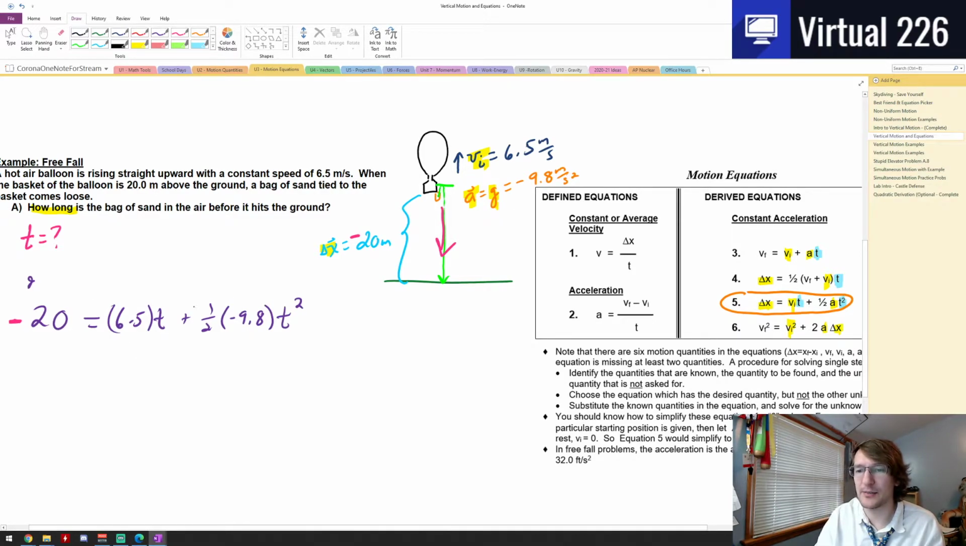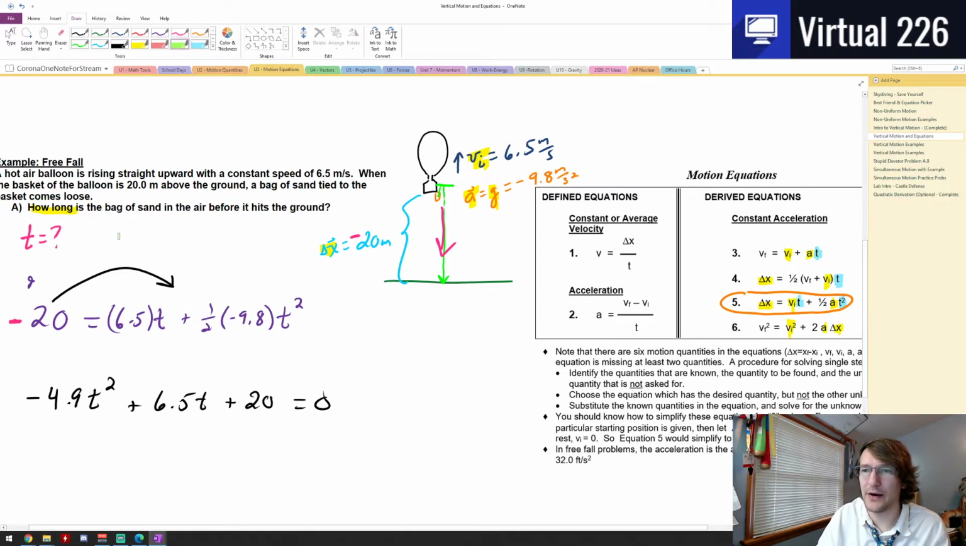Now we need to set this up so that everything is equal to 0. So I'm just going to bring the negative 20 over to the other side and then rewrite this and make it look more quadratic-y. So the 1/2 in negative 9.8 is negative 4.9 t squared plus 6.5 t plus, because I brought it over to the other side, 20 equals 0. And now I have a value for a, the negative 4.9, b, the 6.5, and c, which is the 20.